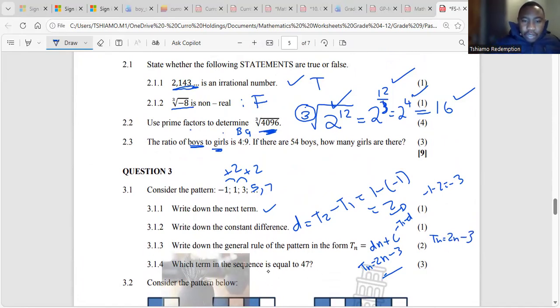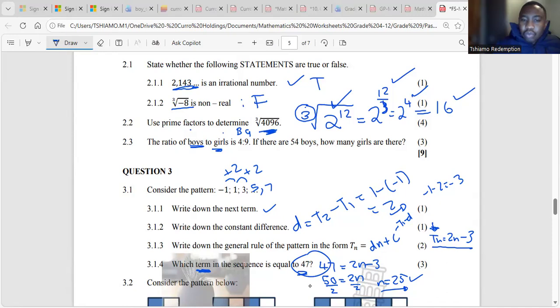Which term of the sequence will be equal to 47? We're looking for the term number in the sequence that will be 47. So how do we do that? I'm going to write this formula, and in the place of Tn, I'm going to substitute 47. So 47 equals 2n minus 3. Take the 3 to that side, it becomes 50. 2n equals 50, divided by 2 on both sides, n will be 25. So term number 25 will be equal to 47.